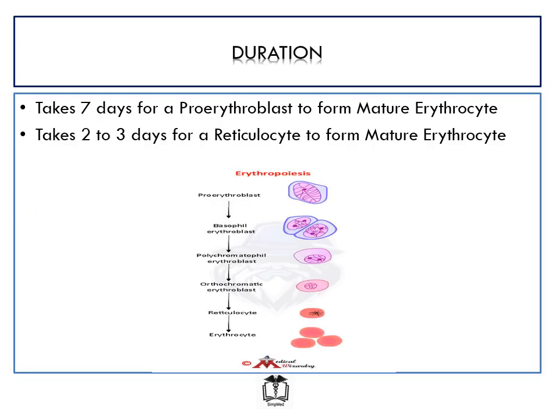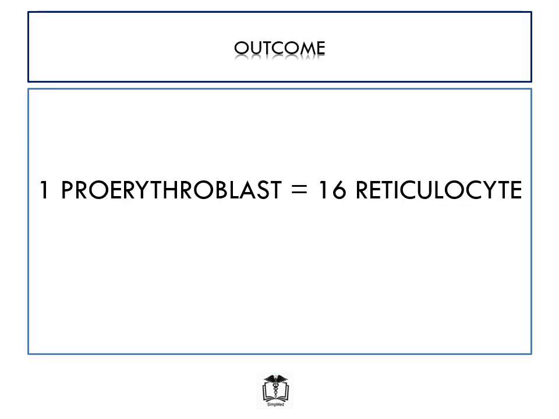The entire process of erythropoiesis from the pro-erythroblast stage to the mature erythrocyte stage takes about 7 days, and from the reticulocyte stage to the mature erythrocyte stage, this takes about 2 to 3 days within the spleen. This is just a picture showing us erythropoiesis from the point of the precursor cell to the mature red cell. So it takes about 7 days for a pro-erythroblast to give rise to a red cell, and we usually take note of the fact that one pro-erythroblast usually undergoes about 4 mitotic divisions to form 16 reticulocytes. So this is very key to note.